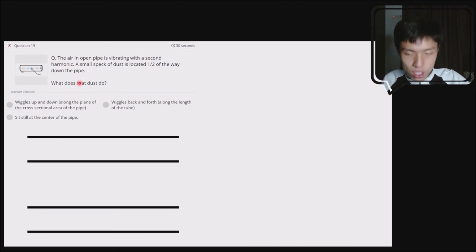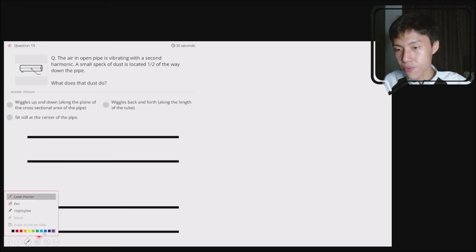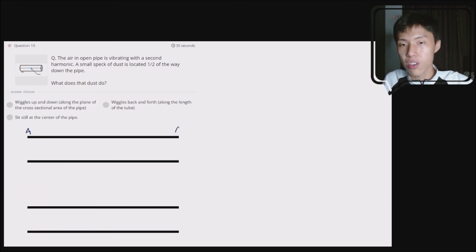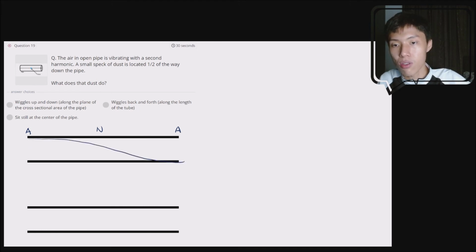Okay, so let's draw n equals 1 first. You know that at both ends, it should be an antinode because there's plenty of space for the particle to move. So in the middle, there should be a node. So the fundamental one should look something like this.